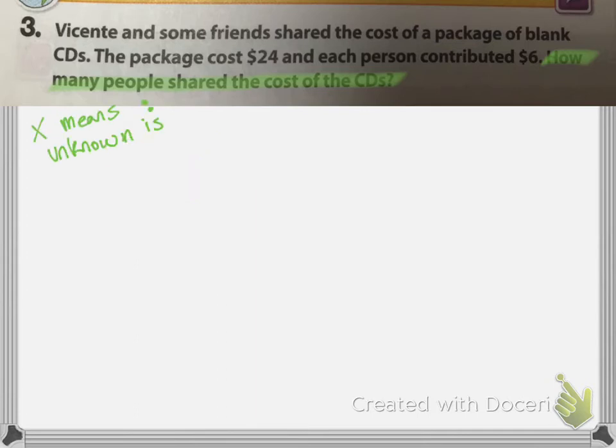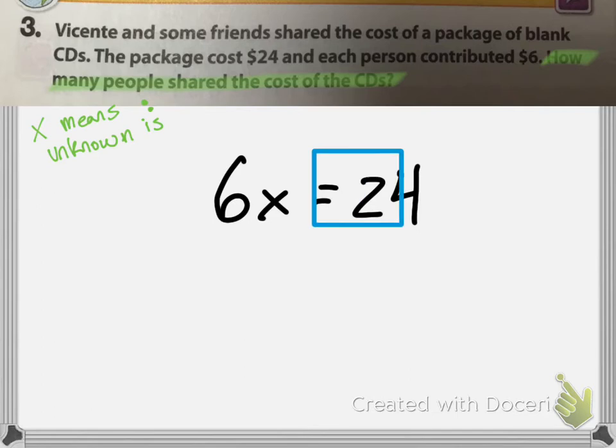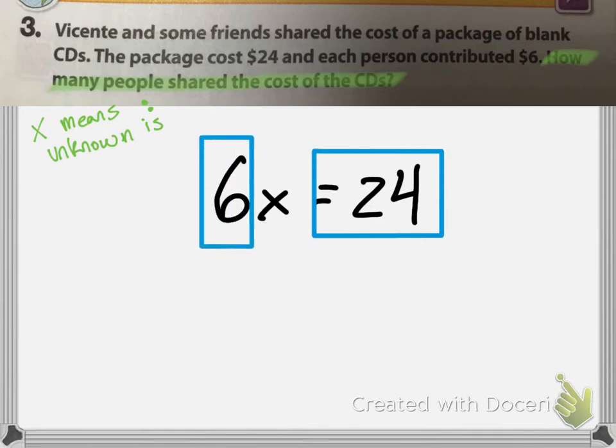So Camilla, tell me my equation. What equation do I get? The equation is 6x equals 24. How did you get 6x equals 24? When they say the package costs $24, it means it's the total. Perfect, that's what it's equal to, $24. And then they contributed 6, so the unknown would go with 6. Exactly, they contributed $6, and we don't know who they is. So that's what we would write here.